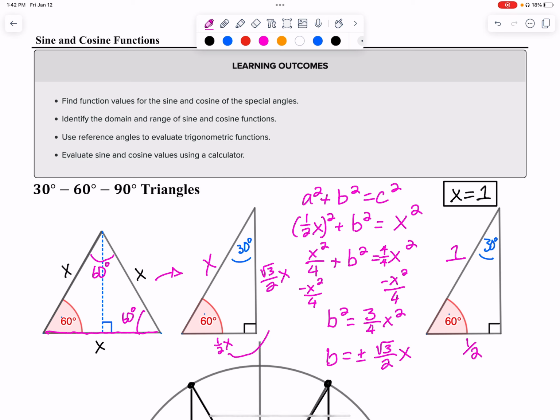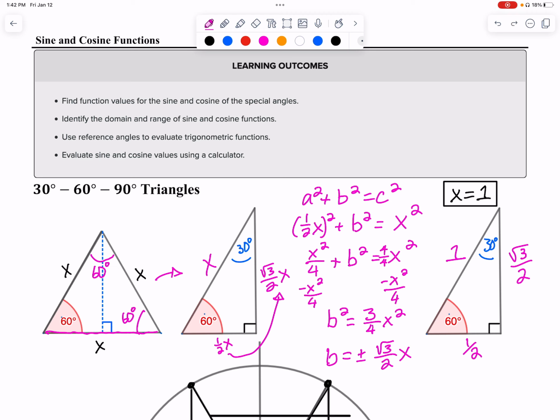And then to go from here to here, you're just going to multiply by radical 3. So this is going to end up being radical 3 over 2. That ratio will always hold. I'll get the half across from the 30. Notice that this is across from the 30, and this one's across from the 60.